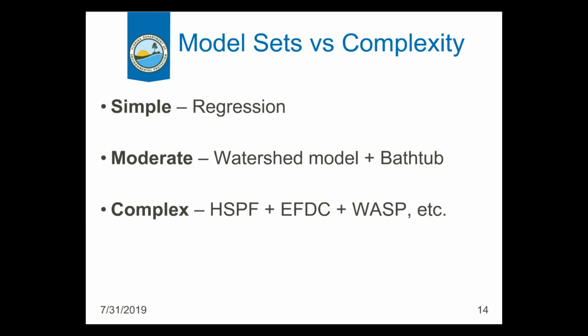And as I've been describing, there's this range of complexity. We generally have 3 different steps of models that we use in Florida. So our simplest would be a multiple regression on annual mean values. Our moderate complexity would be a watershed model feeding to a bathtub model. And our most complex model option would be an HSPF watershed model going to an EFDC hydrodynamic model feeding a WASP water quality model.